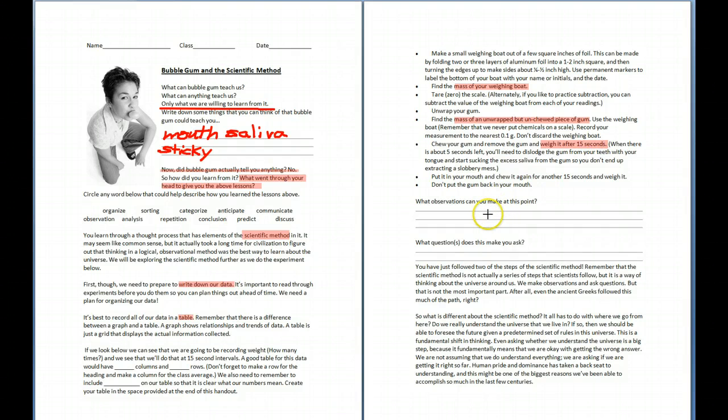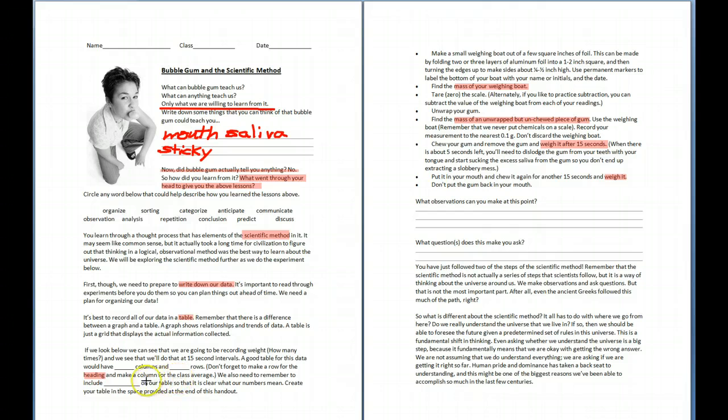So that's a little piece of data you might want to know. And then it says to chew again for another 15 seconds and then weigh it again. And so we've got some pieces of data that should be on a data table. In fact, it also tells us here that we should make sure to have a row for the heading, right? So we need to make sure that we have some labels there.